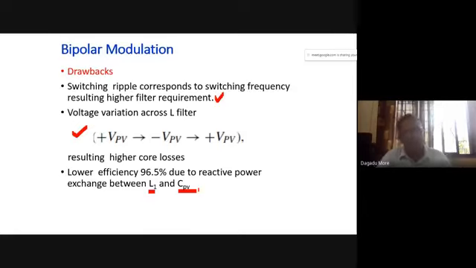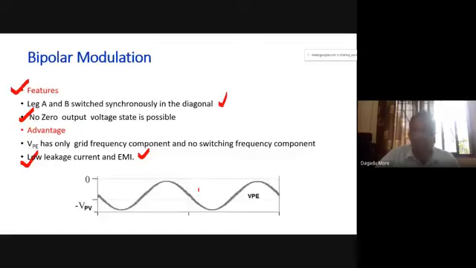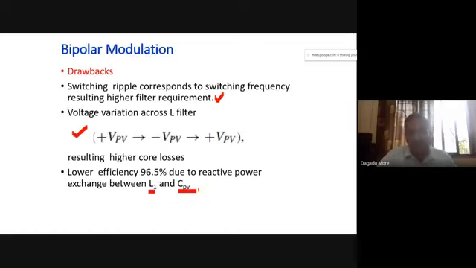So this technique, which we call bipolar modulation, has low leakage current, which is an added advantage. But we have seen that the voltage across the filter inductance and the reactive power exchange are not good features. That's why this particular full bridge inverter with bipolar modulation is not suitable for PV application.